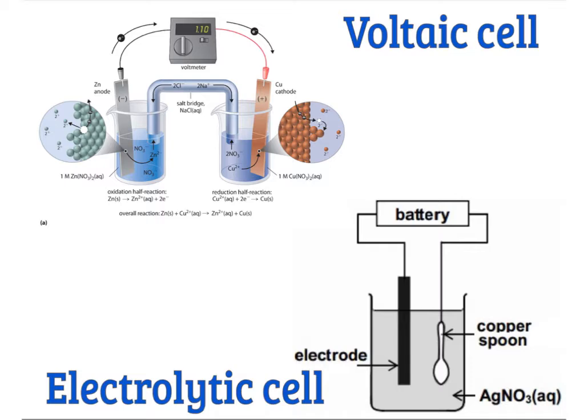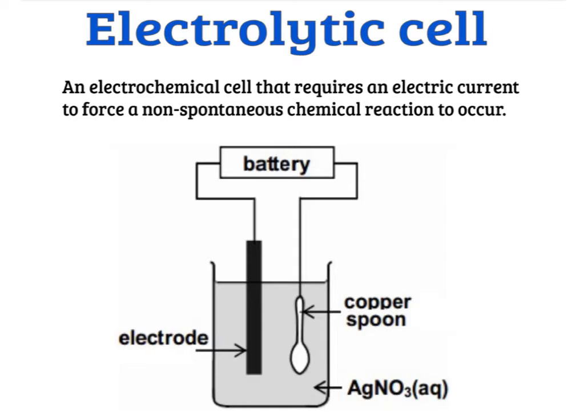Now let's take a closer look at this type of cell. Electrolytic cells are electrochemical cells that require energy. They require electric current to force a non-spontaneous chemical reaction. In voltaic cells, we were getting energy for ourselves as a byproduct of a spontaneously running chemical reaction. Over here, we will have to spend energy to run this non-spontaneous reaction.